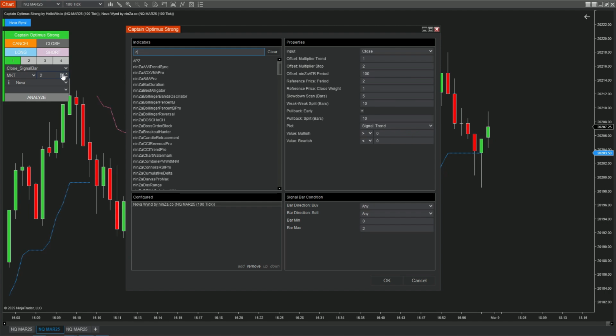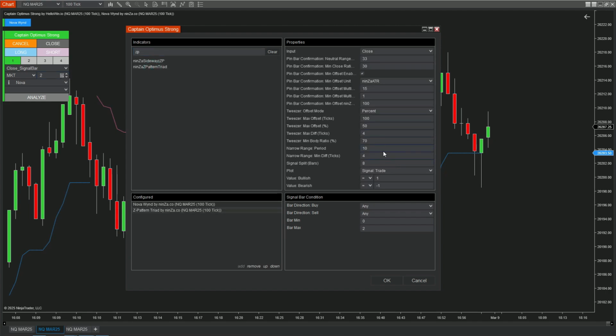However, this adjustment still ensures that the system does not react too slowly to significant trend shifts. Next, we will adjust the candlestick pattern indicator. In this step, you don't need to modify too many parameters. Just focus on the last 3 lines in the settings. Period is 4, min def is 4, signal split is 30.